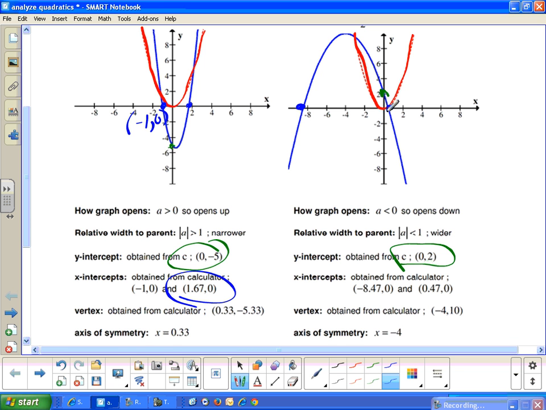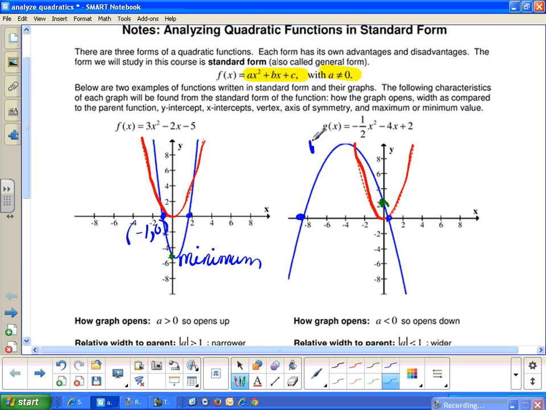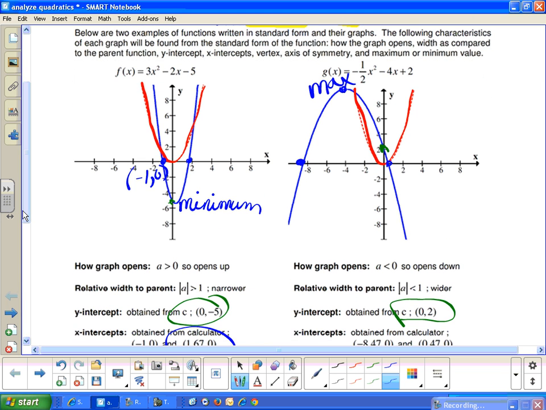Our vertex is either going to be a minimum, if it's the lowest point on our graph, which is going to be very important for our calculator, or it's going to be a maximum if it's at the top of our graph. And again, that's going to be really important. One thing we can call these points, x-intercepts, is zeros, because wherever they cross, our y value is 0. And that's going to be real important in our calculator also.